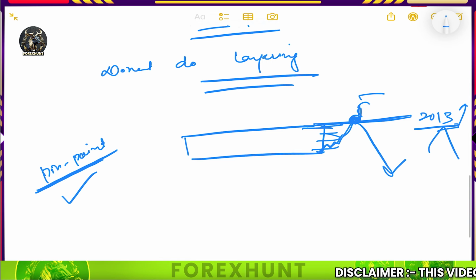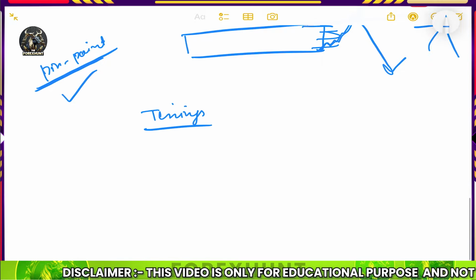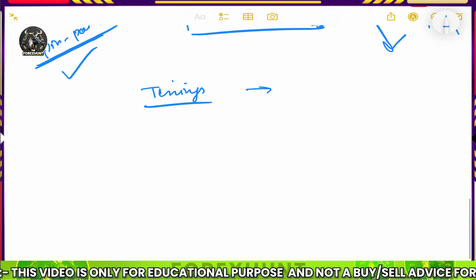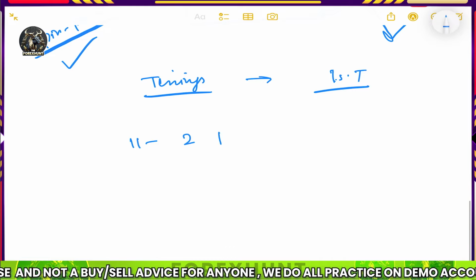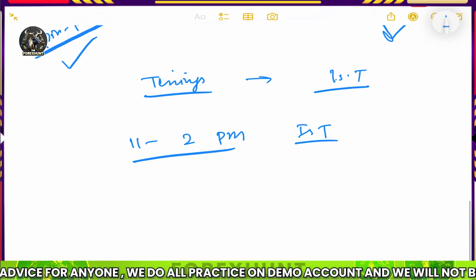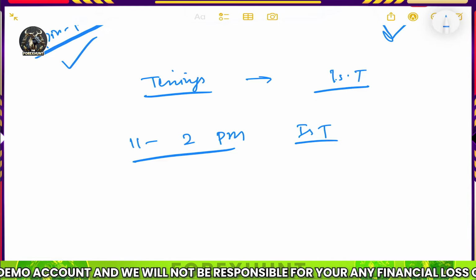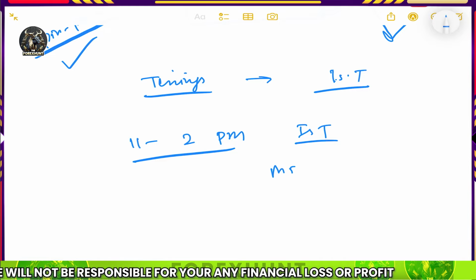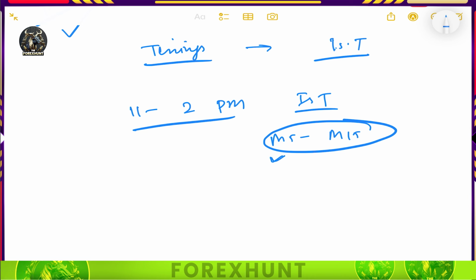Now some people ask me, what are the timings where I can look for trades? Simply use the Indian standard timing, IST, 11 to 2 PM. 11 to 2 PM is a fixed slot where you can go for the entries. Within the boxes I have marked, you have to look for M5 and M15 confirmations only. No M1 confirmation. That is bad, okay? Because at this time we don't have large volume, so avoid M1. Take entries on the basis of M5 AB, ABC or M15 engulfing buy. I will show you one or two examples here, okay?